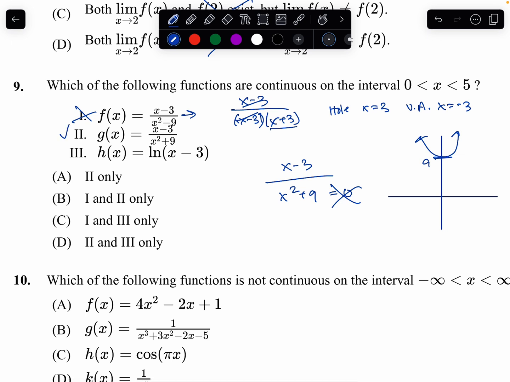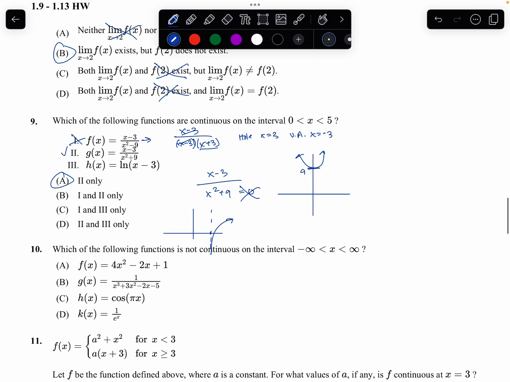And then for 3, the graph of the natural log of x minus 3, I doubt that you guys might remember, but this right here is the natural log function shifted over to the right 3. So at 3 it looks like this. It's got a vertical asymptote here. So obviously this one will not be continuous on the interval from 0 to 5. And it's not even defined until you get beyond x equals 3. So 2 only.